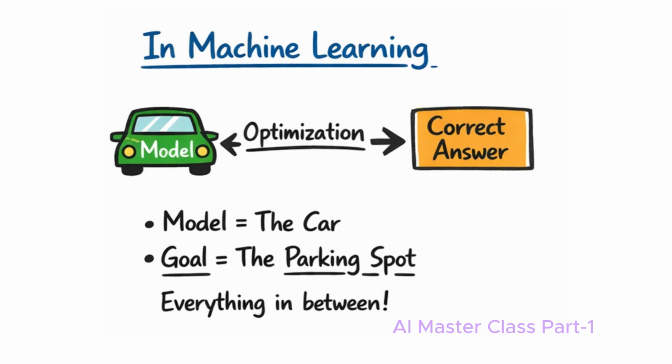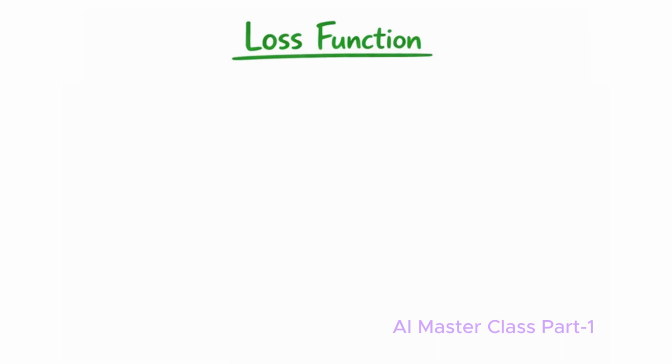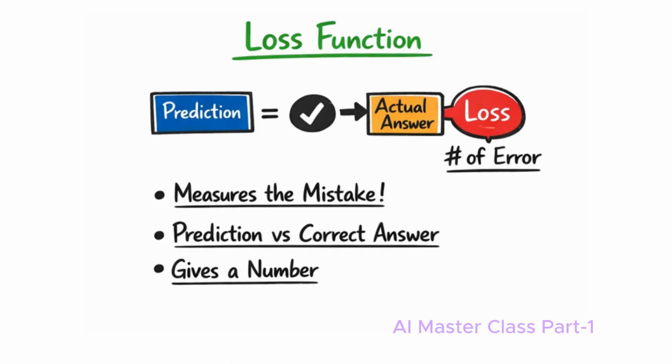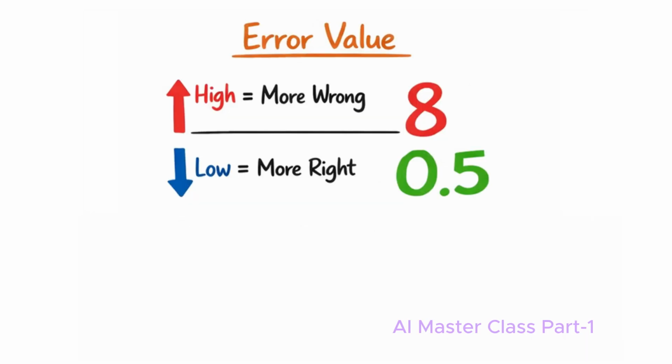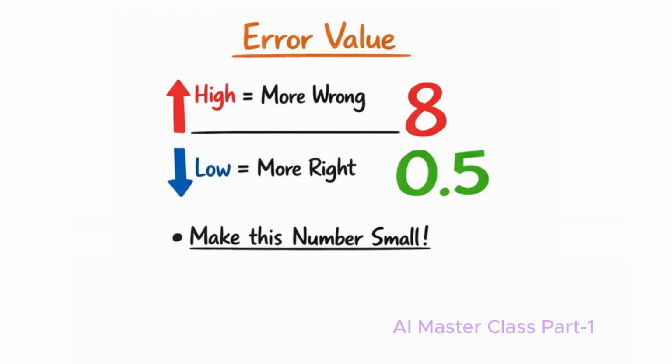Now, for optimization to work, the model needs to know how wrong it is, and this is where the loss function comes in. The loss function is simply a way to measure the model's mistake. It takes the model's prediction and compares it to the correct answers, and then it gives back a number. A higher number means the model is more wrong, and a lower number means the model is closer to being right. So the entire goal of training a model is to make this number as small as possible. Sometimes it is also called the cost function, which means how much the model is currently getting wrong, and everything the model does during training will be towards making this number as small as possible.